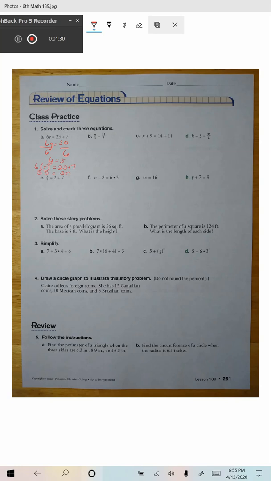All right. In B, let me put my kitchen light on. It's getting dark for me. There we go. I can see better now.